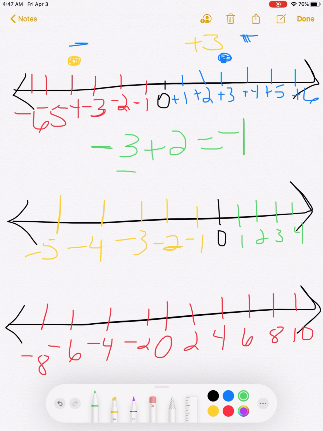So, recap. You start at your first integer. I want you all to pay attention to the math that they're asking you to do. Are they asking you to subtract or are they asking you to add? Okay, that tells you which direction you want to move on your number line. And then this tells you how many jumps to make. Okay? So now let me erase. Let's do another practice problem.